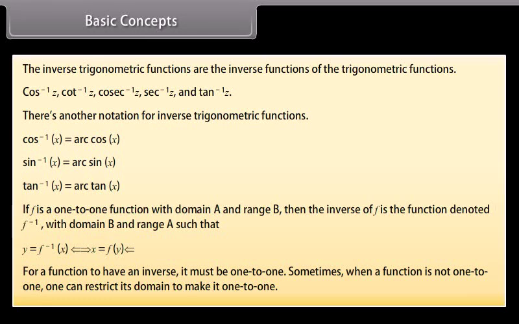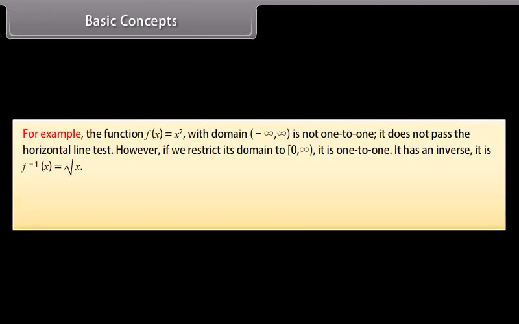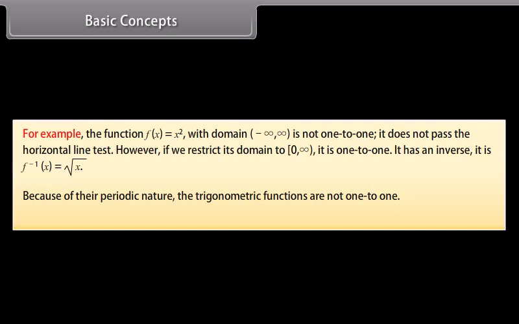Sometimes, when a function is not one-to-one, one can restrict its domain to make it one-to-one. For example, the function f(x) = x squared with domain (-infinity, infinity) is not one-to-one. It does not pass the horizontal line test. However, if we restrict its domain to [0, infinity), it is one-to-one. It has an inverse, f inverse of x equals square root of x. Because of their periodic nature, the trigonometric functions are not one-to-one.